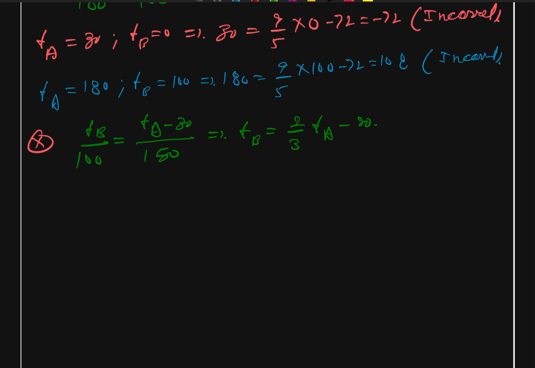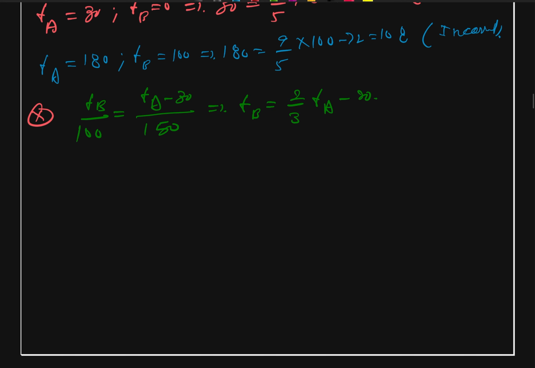And let's check for the fixed points. Once again, we have TA equal to 30 and TB equal to 0. So we get TB is 0. So this is 2 by 3 times 30 minus 20, and this goes by 10. So 20 minus 20 is 0. So left side is equal to right side. So this is correct.